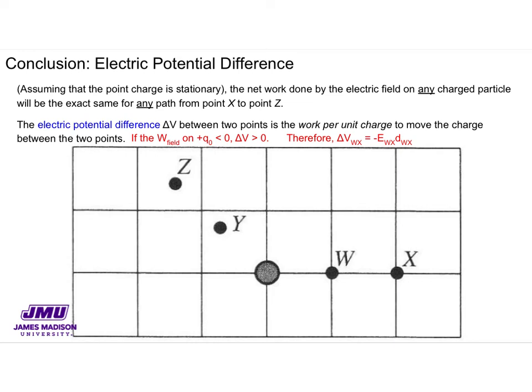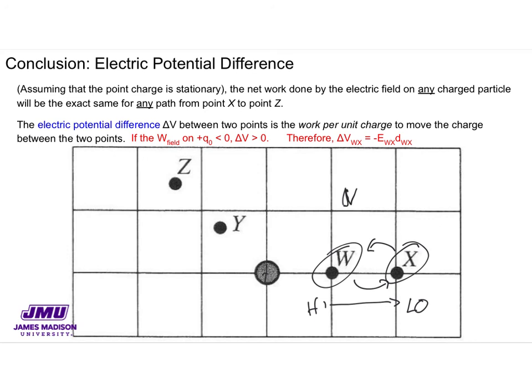Which brings us to that tricky equation, delta V equals negative E d. What the negative is telling you is this. If point W, for example, is at a higher potential and point X is at a lower potential, then the delta V, the change in potential or the difference in potential between them, will depend on whether you're going from X to W or W to X. The electric field around this positive charge would push a positively charged particle from W to X, from high voltage to low voltage. Delta V is final minus initial, meaning low minus high.